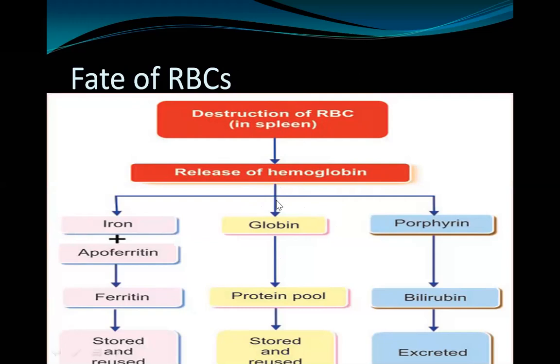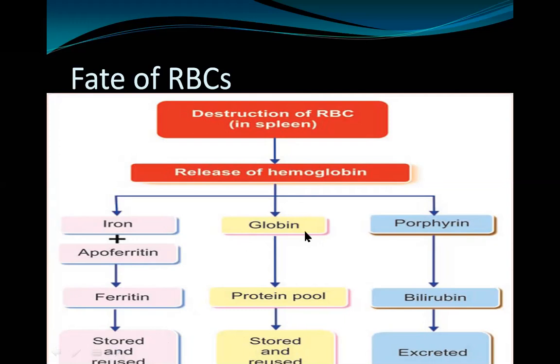This hemoglobin is made up of iron, globin and porphyrin. These three make up the hemoglobin. After hemoglobin is broken down, it will release globin, iron, and porphyrin. Iron will combine with apoferritin to form ferritin, and then it is stored to be reused in the synthesis of hemoglobin again.